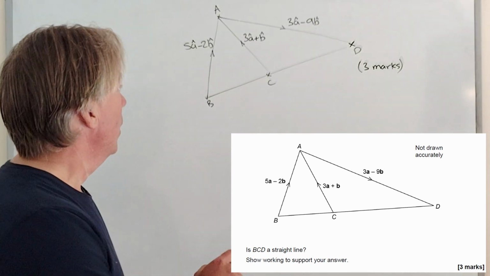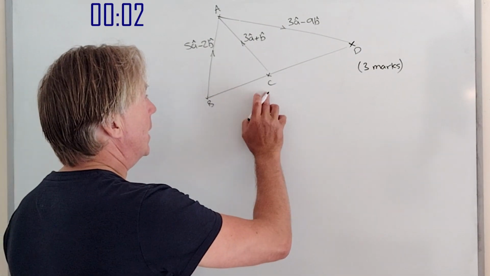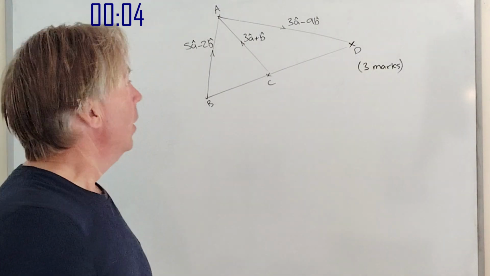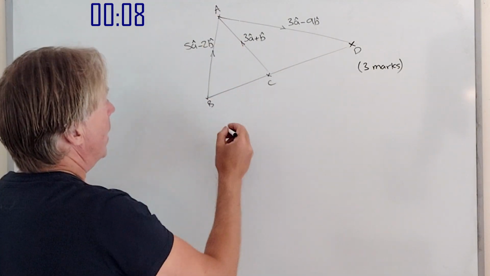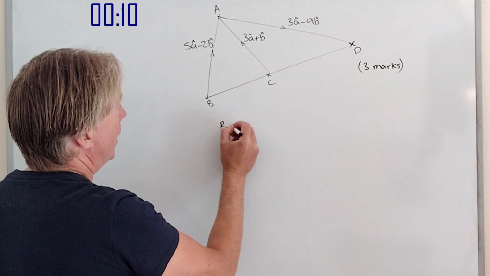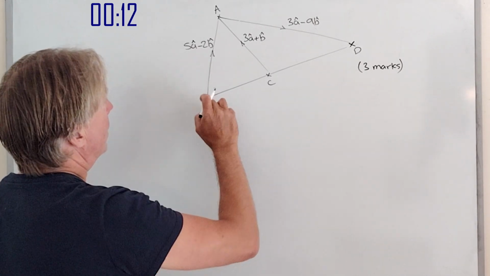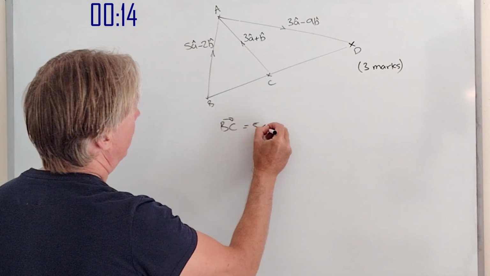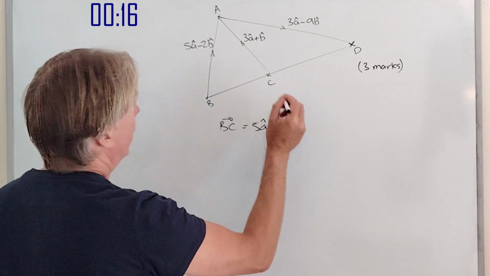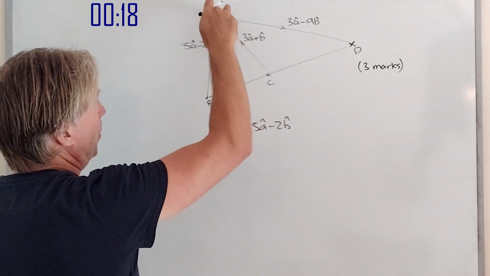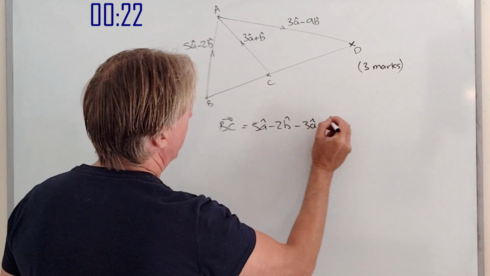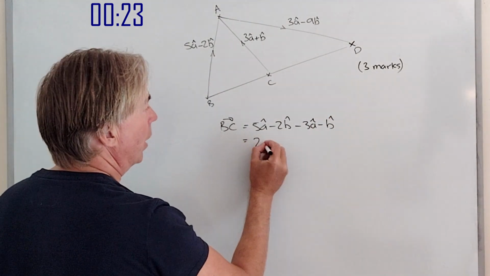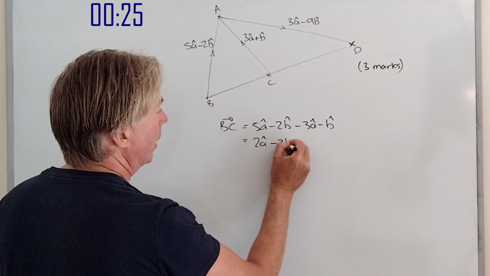We're asked to prove whether or not BCD is a straight line. So we have our vector from B to A. Okay, so if we go from B to C, it's the same as 5A minus 2B, and then subtract this because we're going from A to C. So subtract 3A, subtract B, giving me in total 2A minus 3B.